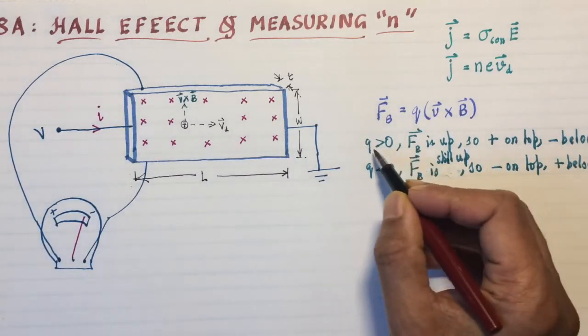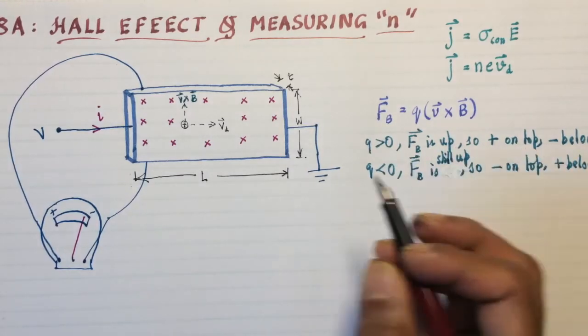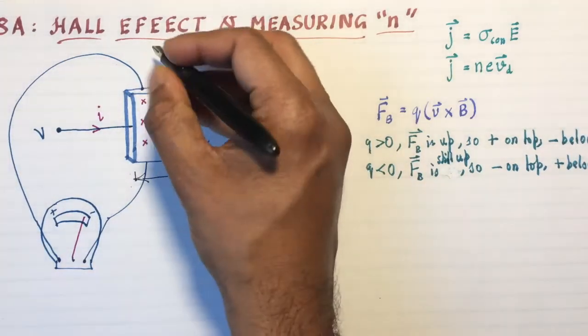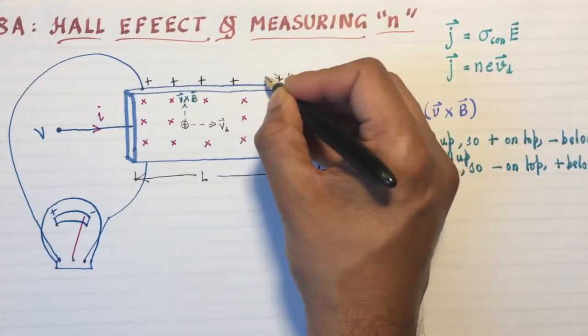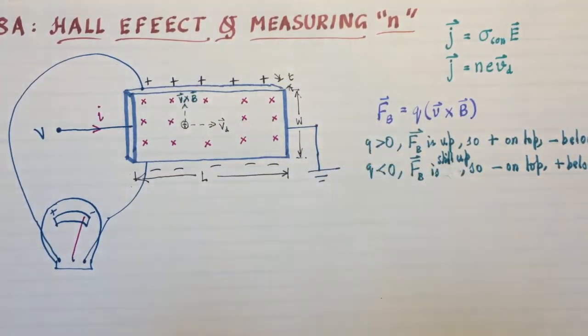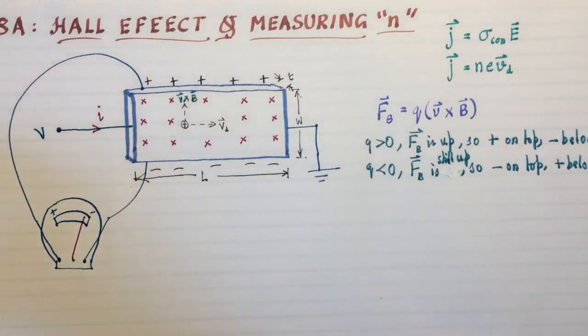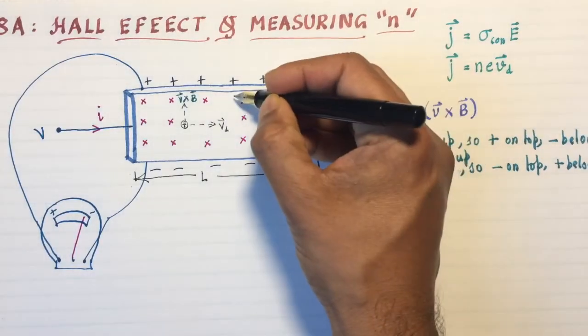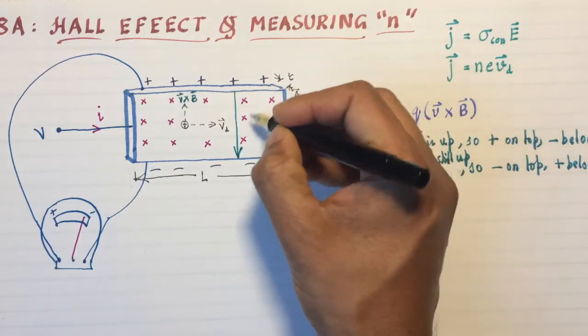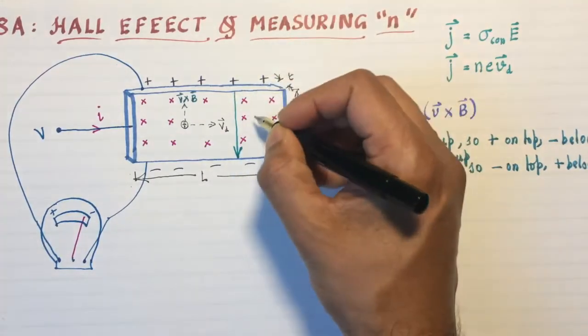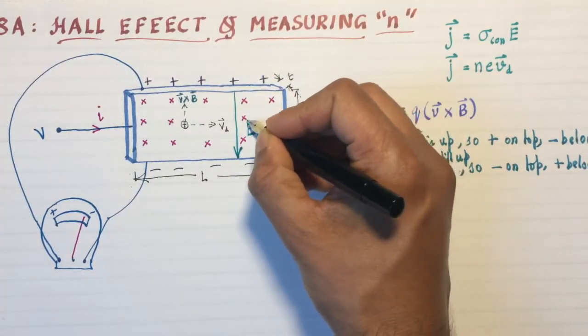So let's use the first line then. FB is up, so plus on top. So all the plus charges will end up on top. I'll write that here. And then minus charges will end up below. Well, what's that going to do? Eventually, when a steady state is reached, that will create an electric field. Let's draw the direction of that electric field using a vector. The electric field points from positive to negative, higher potential to lower potential, where the potential I'm referring to is this potential. This is sometimes called the Hall potential. So this is the Hall electric field, EH.